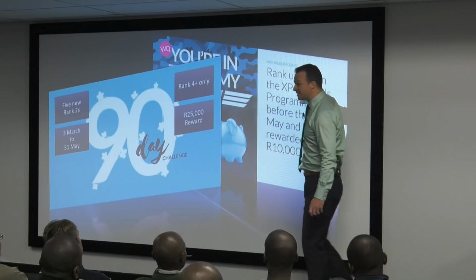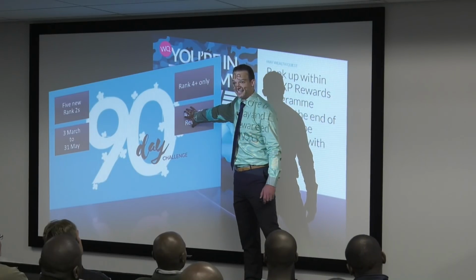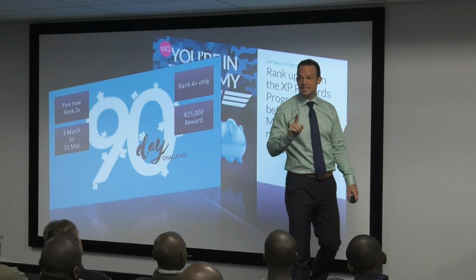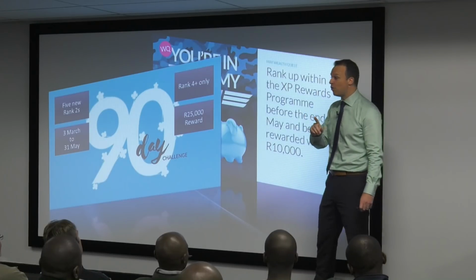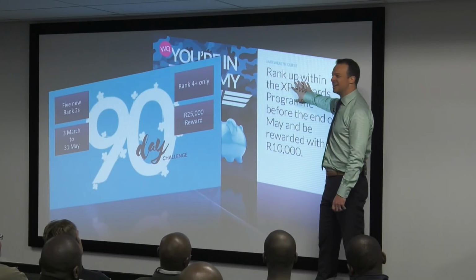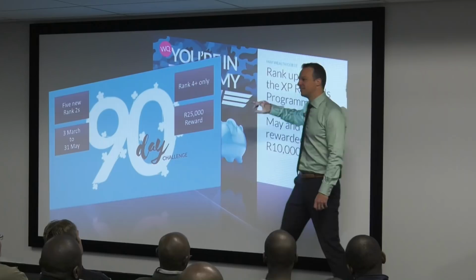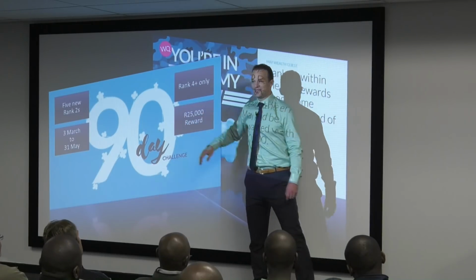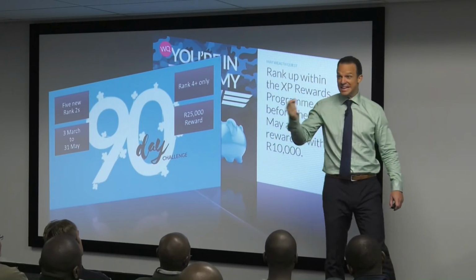This XP quest ties into this. At the beginning of May, every single rank 2, 3, and 4 should have said to their first pointers, chase the 10,000 Rand. It'll help me get the 25,000 Rand. You should have seen that.